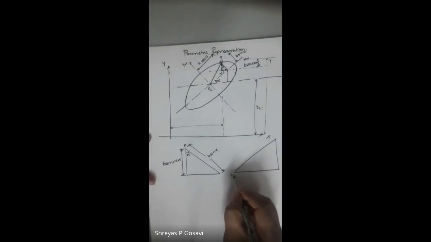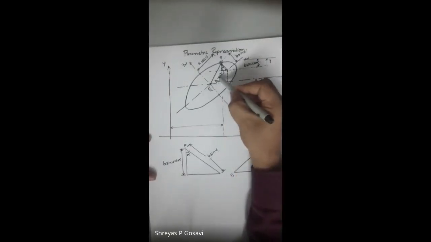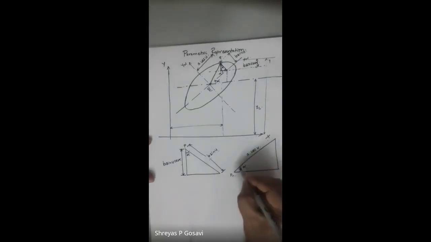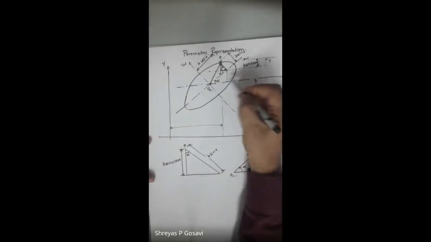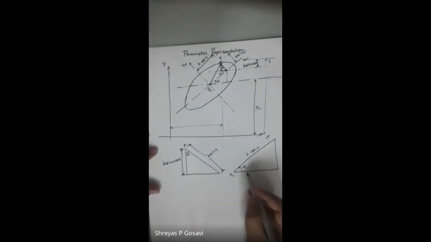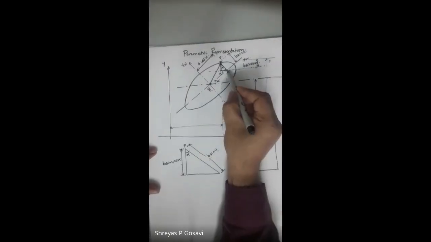Okay, this is PC. Now this slant edge, that is nothing but the hypotenuse of this triangle, is equal to a cos u. This is a cos u, and this is the angle of inclination which is made by this line with respect to the x-axis. That is nothing but the inclination of the ellipse with respect to the horizontal. So we have to determine this side, the vertical distance.